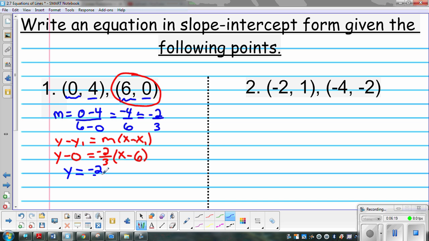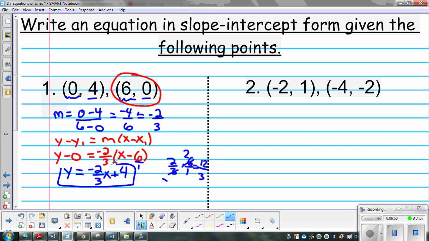Negative 2/3 times x is just negative 2/3 x. Now a negative times a negative will be a positive. Now remember, this is 6 over 1. So when I do 2/3 times 6 over 1, 2 times 6 is 12. On the bottom, 3 times 1 is 3. 12 divided by 3 is 4. So this is plus 4. If you cross cancel, you would have seen this. And 2 times 2 is 4. There's your 4. So there's our equation.